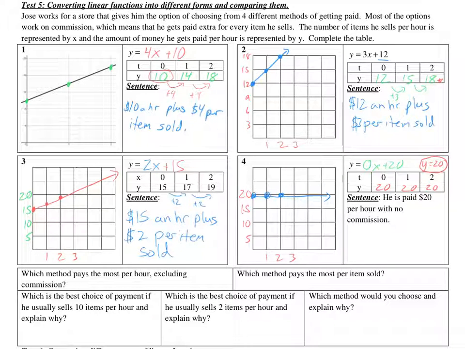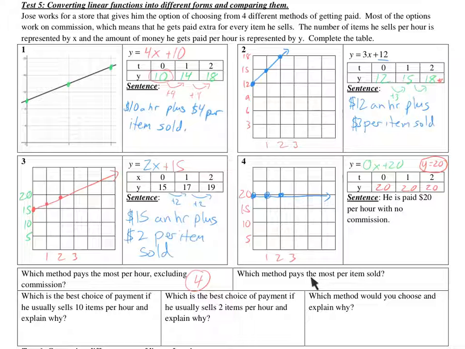So which one has the biggest y-intercept? Or the biggest value at 0? You could say it's the biggest b, the biggest 0 value, the biggest y-intercept. Anyway, they're all the same thing. So which one pays the most per hour? Can you tell it's 4? $20. So we're going to call it 4. 4 is going to pay us the most per hour. Let's go to the next question.